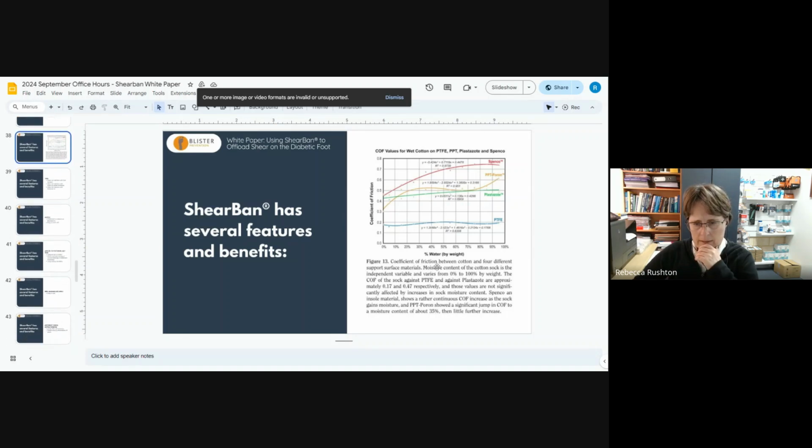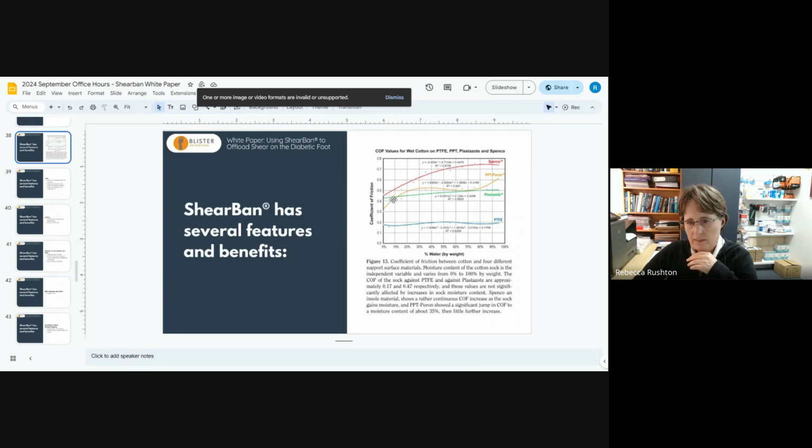Now, this image isn't in the white paper, but I added it, this is from that 2006 paper from Carlson. The bottom blue one is PTFE or ShearBan. So the x-axis is percentage of water by weight, so from 0 to 100%. And you can see that the coefficient of friction is pretty level the whole way through. Plastozote is the green one. So it increases a little, but not much. So it's, I guess, relatively unaffected by moisture. However, the coefficient of friction to start with is about twice that of the PTFE.